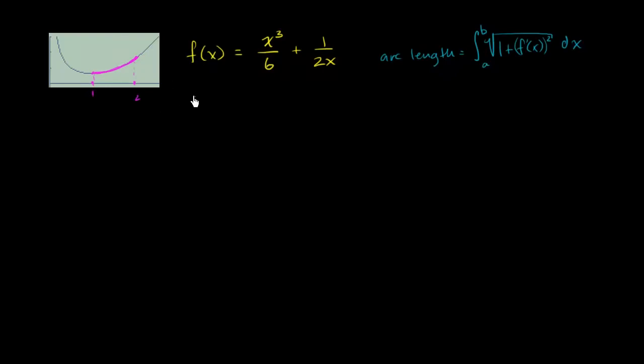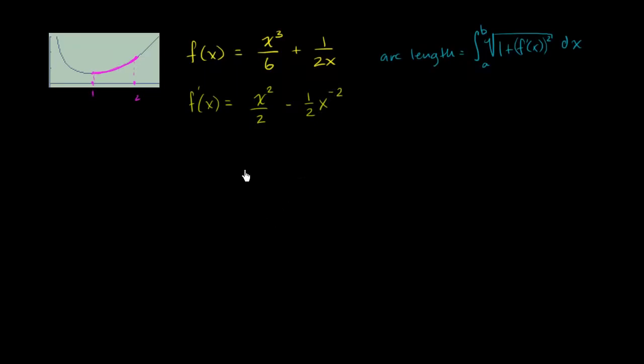So let's do all of that step by step. So what is f prime of x going to be? Let's see. X to the third, the derivative of that is 3x squared. So 3x squared, 3 over 6, so it's going to be x squared over 2. And then this is 1/2 x to the negative 1, is one way to think about it. And so that's going to be negative 1/2 x to the negative 2 power.